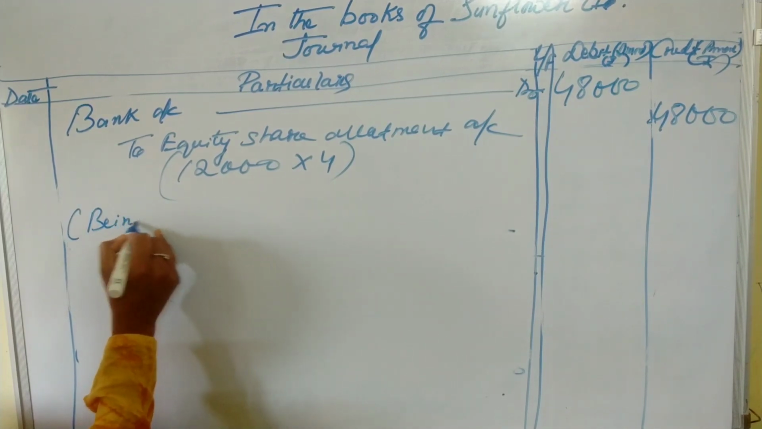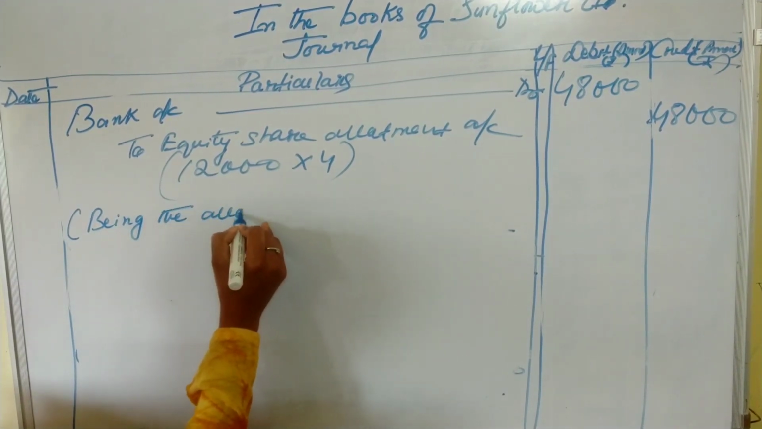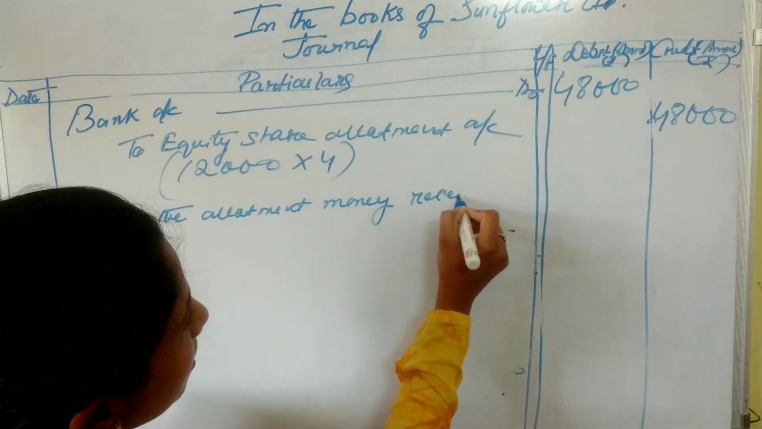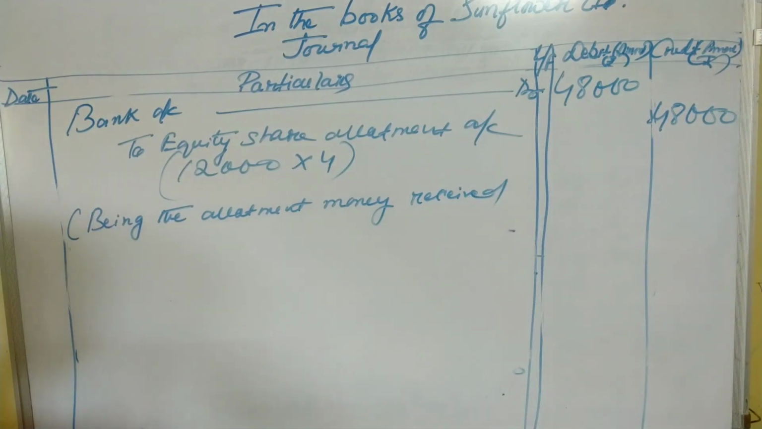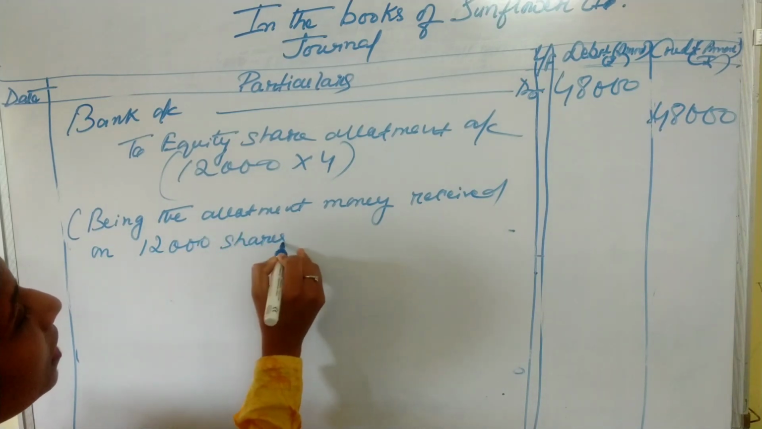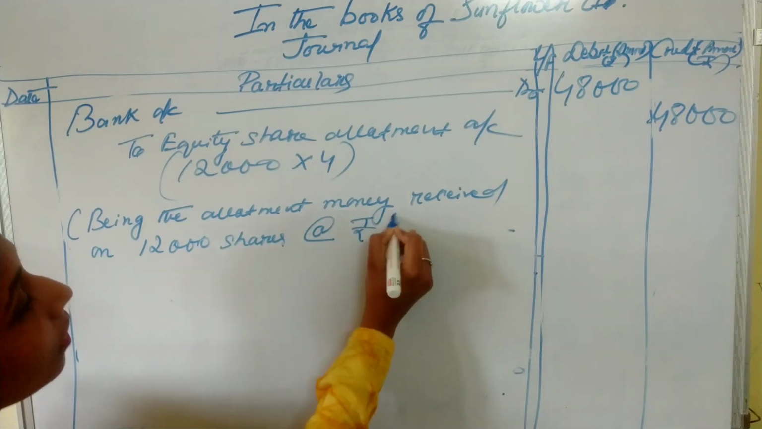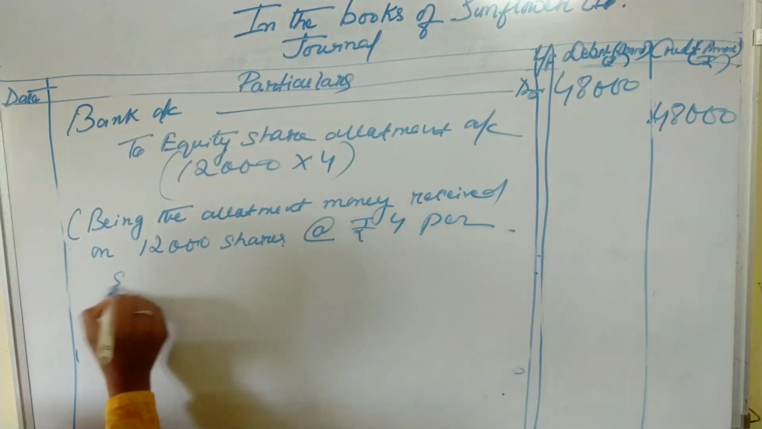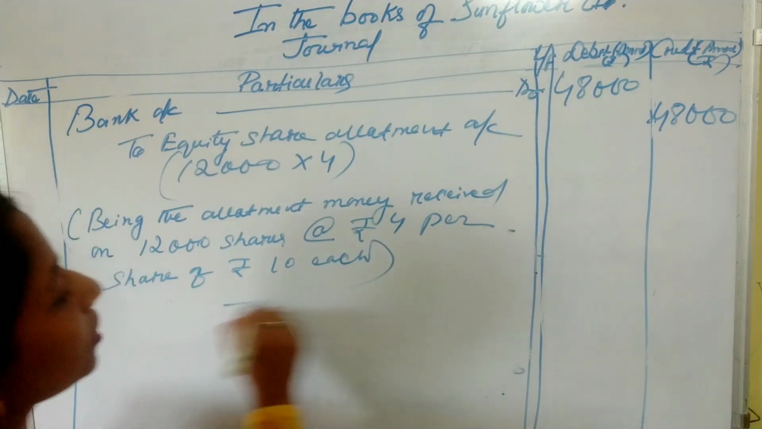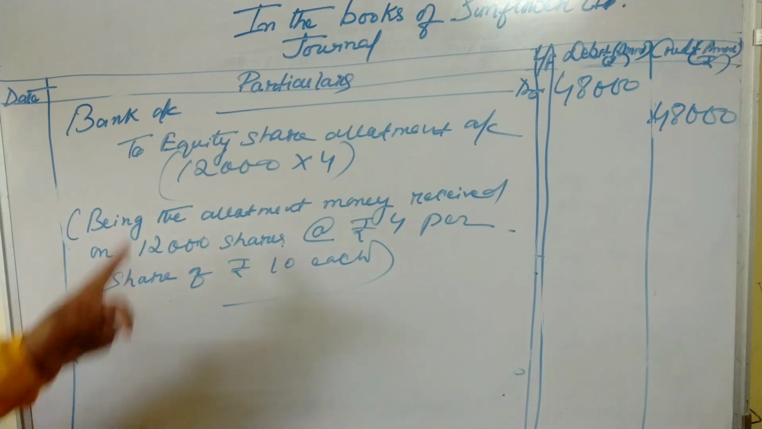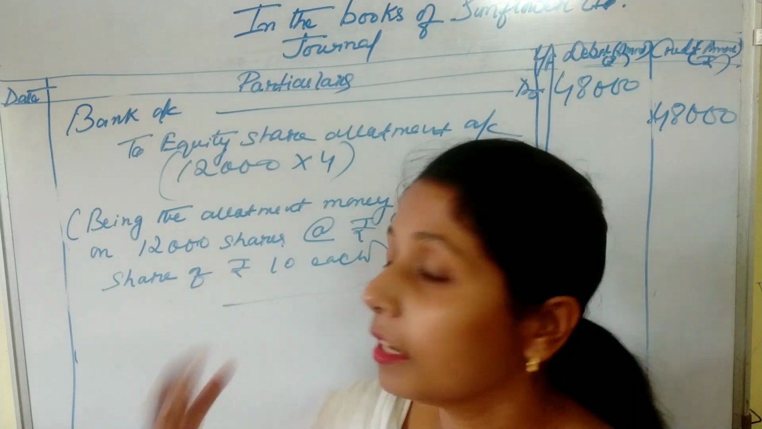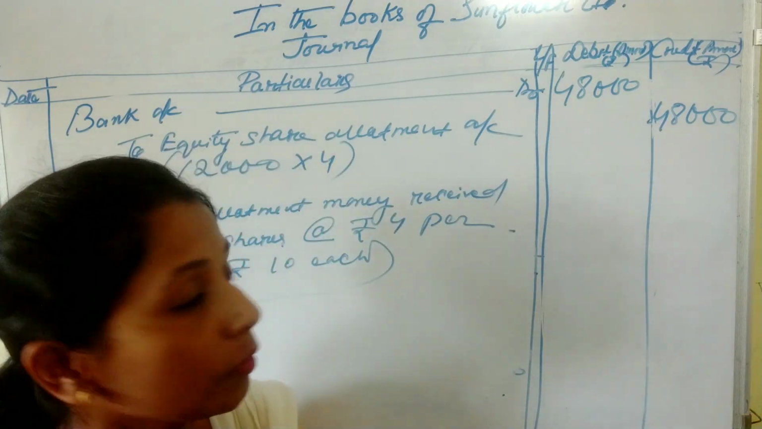Being the allotment money received on 12,000 shares at the rate of rupees 4 per share of rupees 10 each. So this is the receiving allotment money entry. So in this entry we have seen the company has received the allotment money.